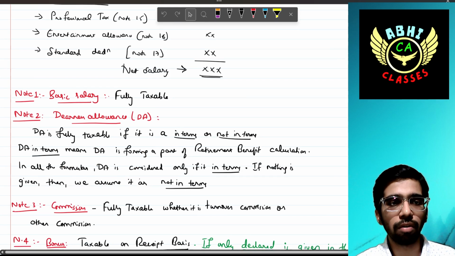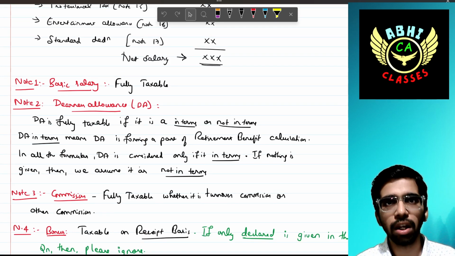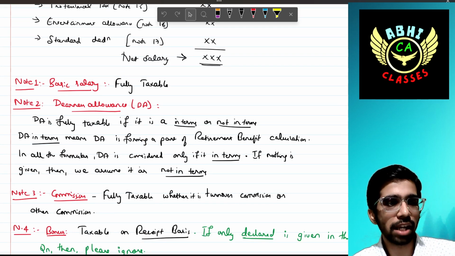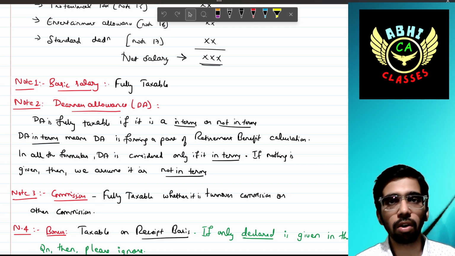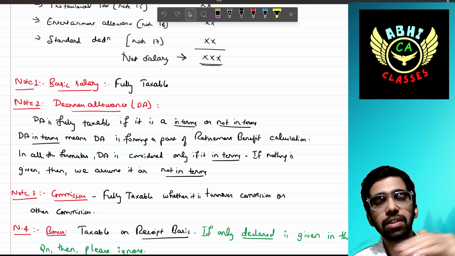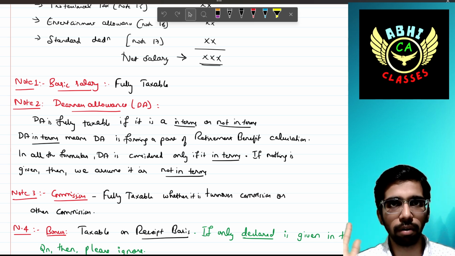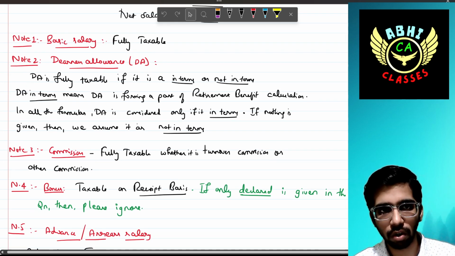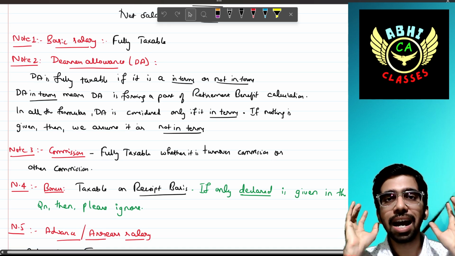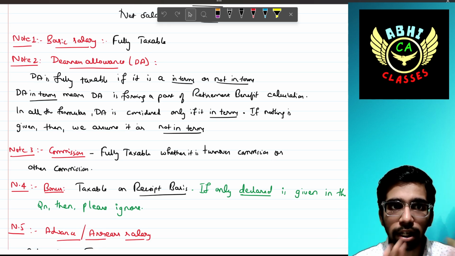Next, note number 1, basic salary. You will see it in the salary statement. If your mom or dad is working in some organization, they will receive Form 16. In that, the first part will be basic salary. It is fully taxable. Next, note number 2, dearness allowance. There will be a part called dearness allowance, in short DA. DA is fully taxable.